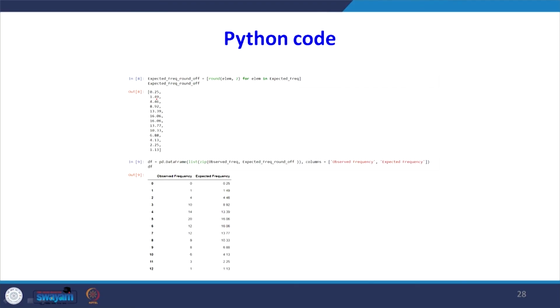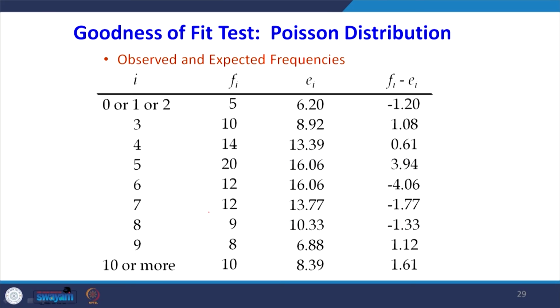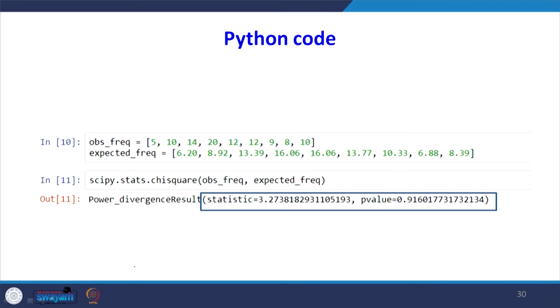Now we are going to have only 2 columns, one is observed frequency, next one is expected frequency. You see that 0, 1, 2 are clubbed so that the expected frequency is more than 5. Similarly 10, 11, 12 are grouped together so that the expected frequency is 8.39, otherwise it will become less than 5. Now how many intervals are there? 1, 2, 3, 4, 5, 6, 7, 8, 9, there are 9 intervals. Now this is observed frequency, expected frequency.